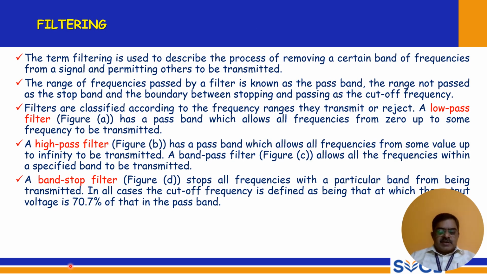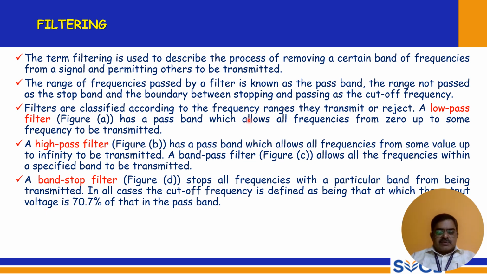So next is filtering. The term filtering is used to describe the process of removing a certain band of frequencies from a signal and permitting others to be transmitted. The range of frequencies passed by a filter is known as the pass band. So those which are allowed are known as pass band. The range not passed is the stop band, and the boundary between stopping and passing is the cutoff frequency.